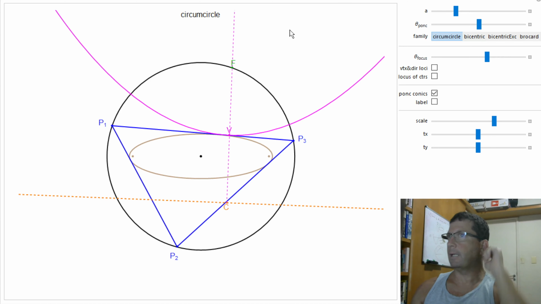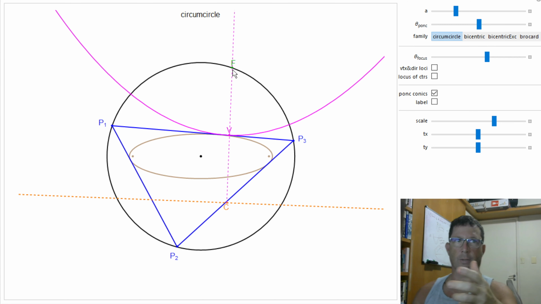Okay, so we were talking previously about a family of Poncelet triangles, these blue triangles here, inscribed in a circle and circumscribing a concentric inellipse. And we were also associating with this family an inparabola, so here's the inparabola, constructed by specifying its focus, which must lie on the circumcircle.